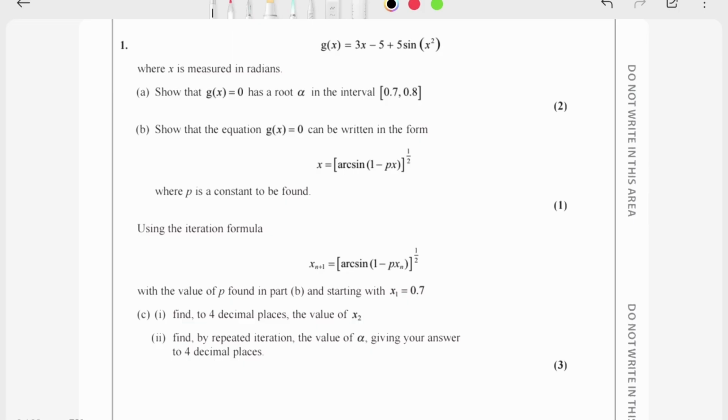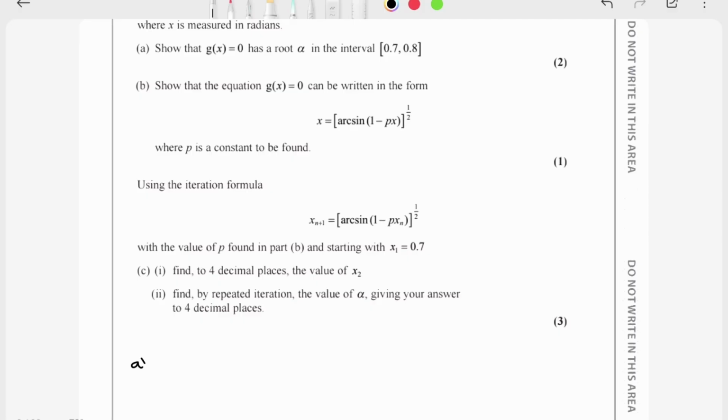So for the first question, we are given an equation g of x is equal to 3x minus 5 plus 5 sine x squared. For A, show that g of x is equal to 0 has root alpha in the interval [0.7, 0.8]. Now notice that we are given square brackets, right? So this means that 0.7 and 0.8 are inclusive.